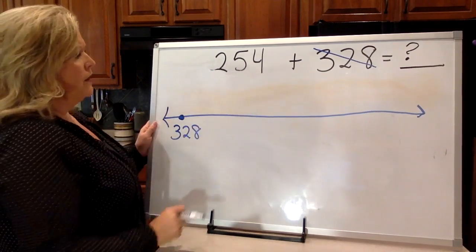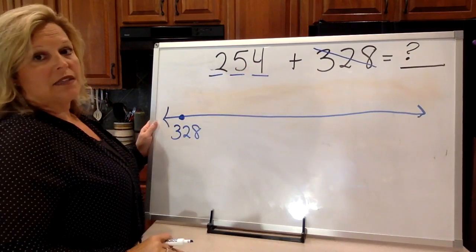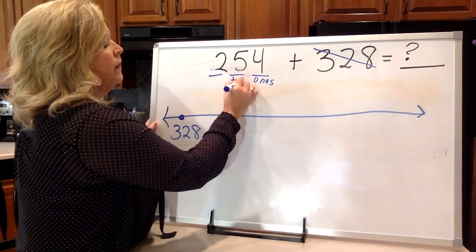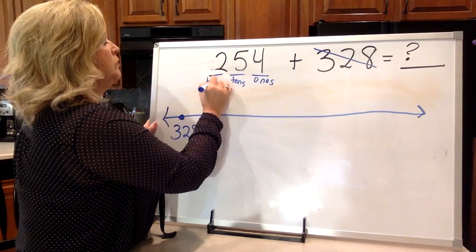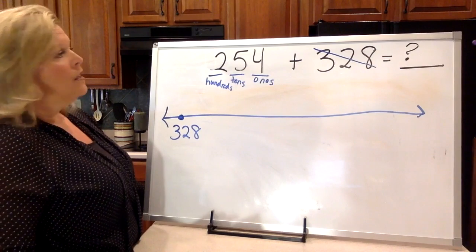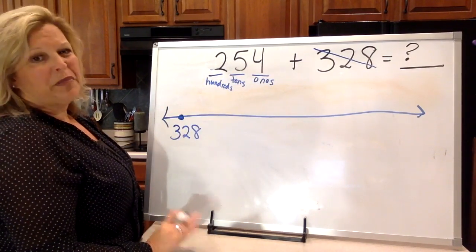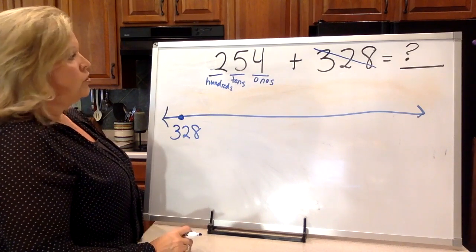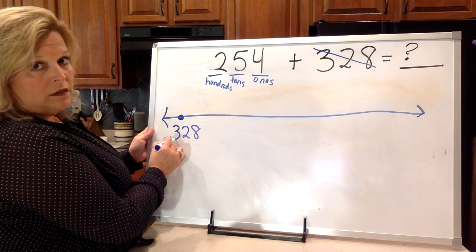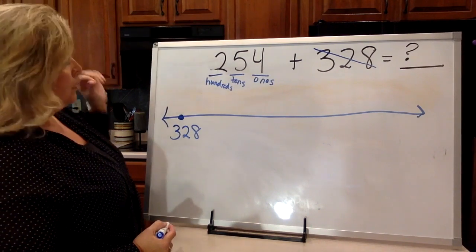Now I'm going to add these to it. I'm going to jump around on this number line. So I've got some hundreds, some tens, and some ones. This is my ones chair, tens, and hundreds. All right, which one do you want to start with? Really doesn't matter. We could jump the ones, the tens, the hundreds. I like to take care of the big guy first. So I'm going to start with the 2, which represents 200. If I'm at 328, and I'm only going to do the 200, I'm going to jump.